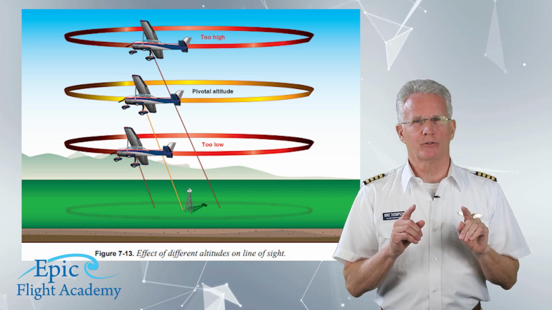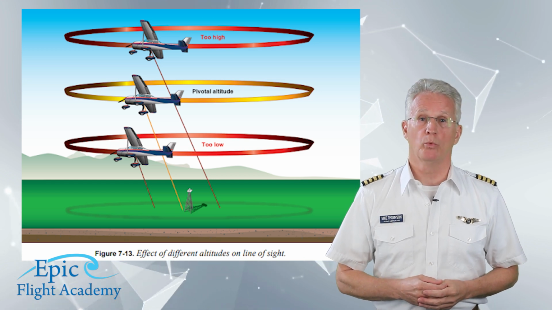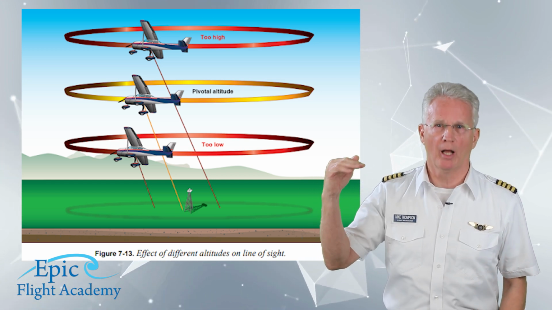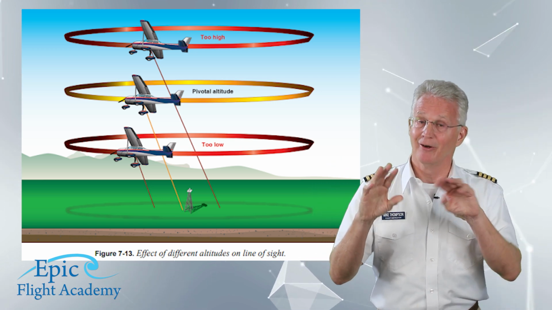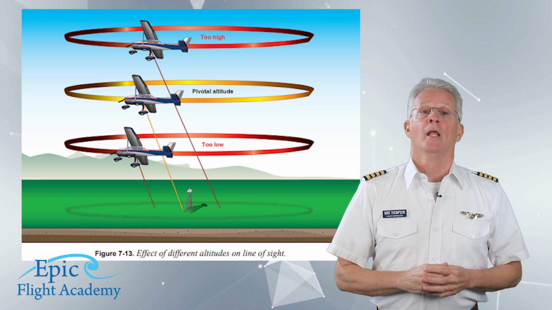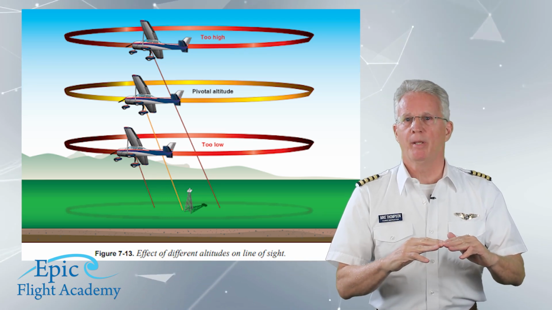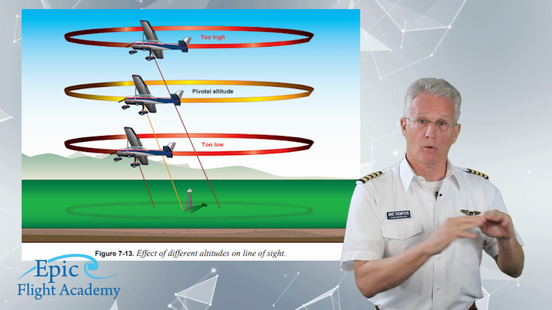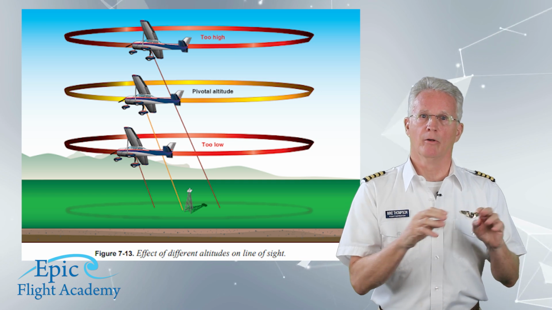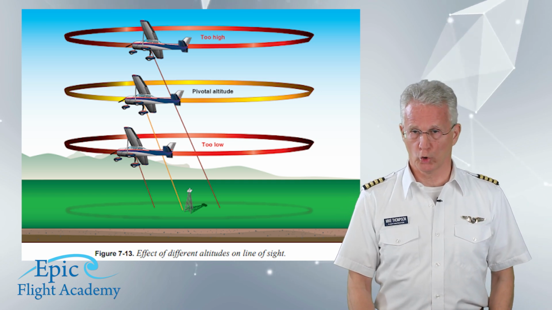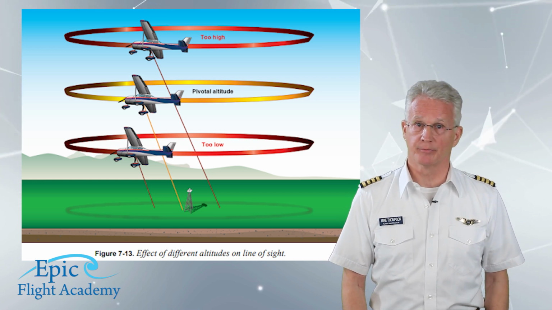At any altitude above the PA, the PRL will move rearward behind the pylon, making the pylon appear to move forward. At any altitude below the PA, the PRL will move forward of the pylon, making the pylon appear to move rearward. Remember, low, it's forward; high, it's aft.